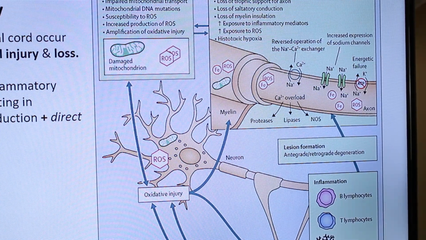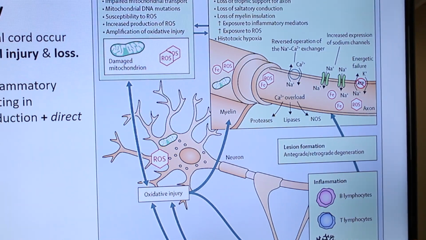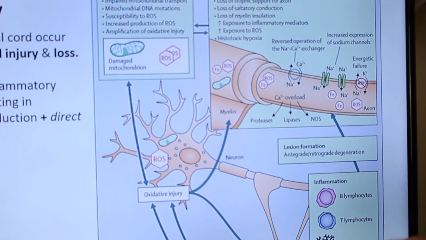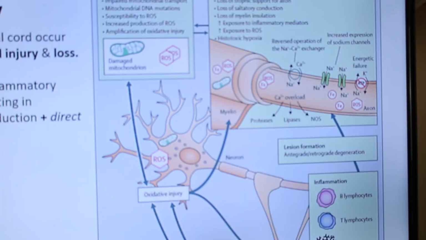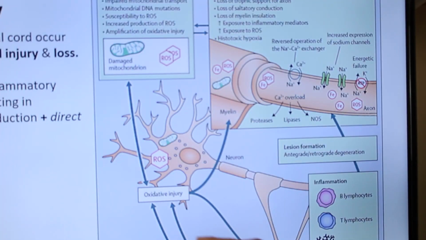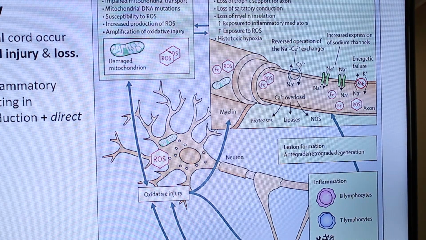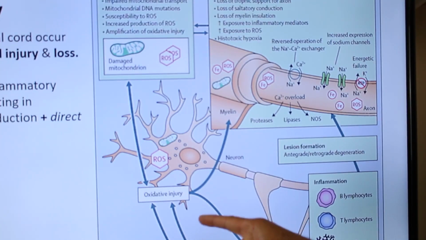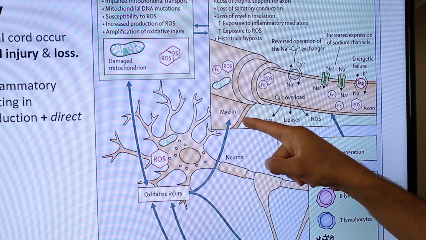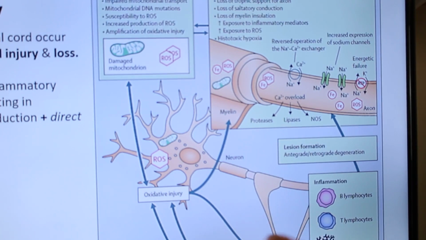So what we can see here is inflammatory cells. We've got B lymphocytes, T lymphocytes, and microglial cells. All of these become activated by some triggering factor. When they become activated, they cause inflammation, but they also cause oxidative stress. Oxidative stress, by its very nature, scavenges electrons from other tissues, and in this case it damages the myelin sheath. Remember, that's the fatty sheath that allows the propagation of the electrical signal.